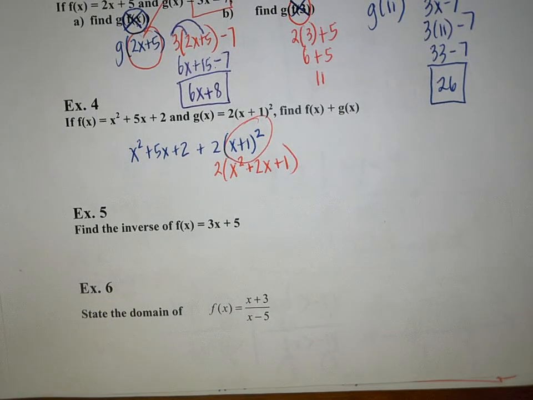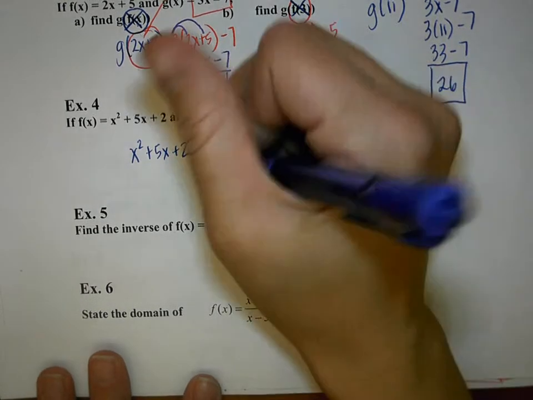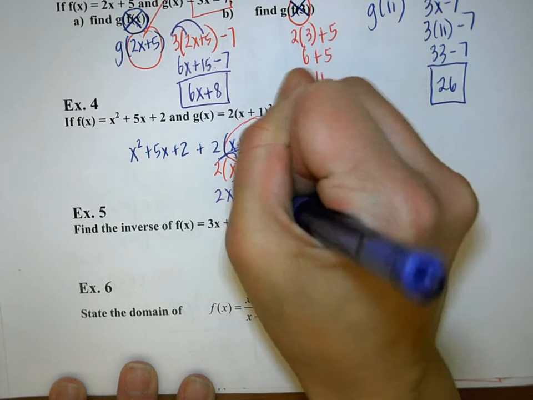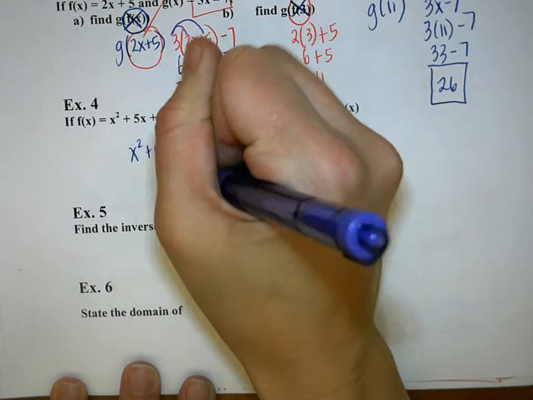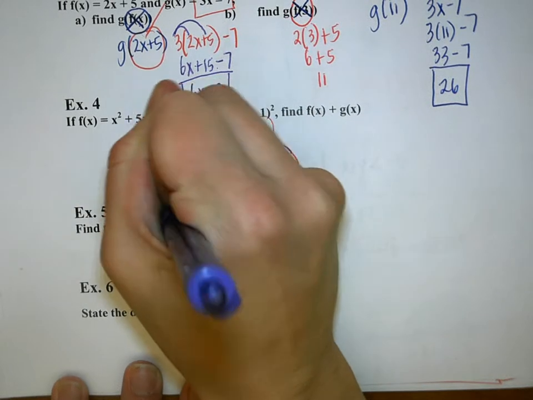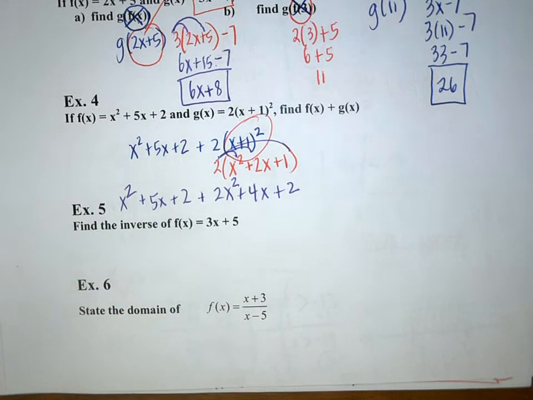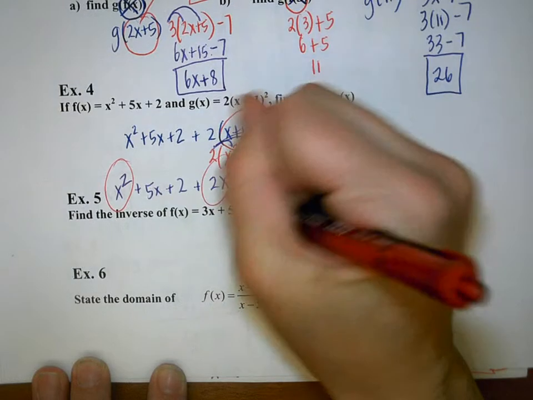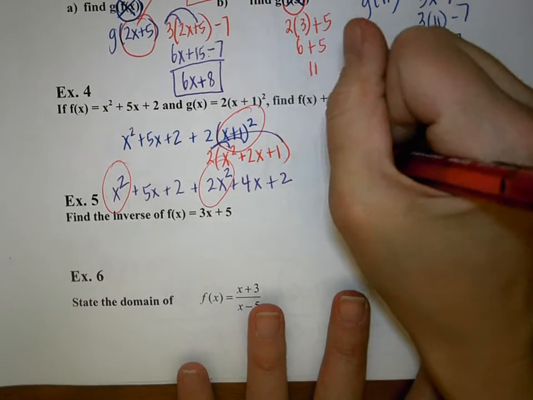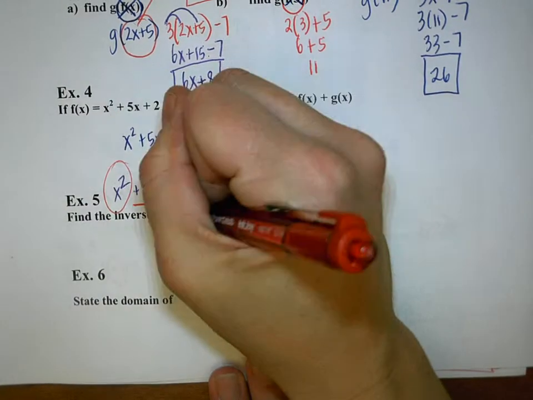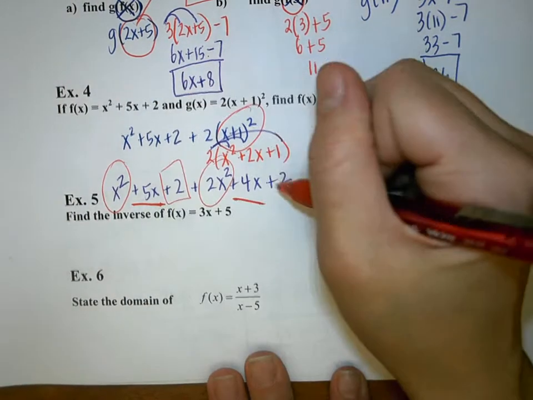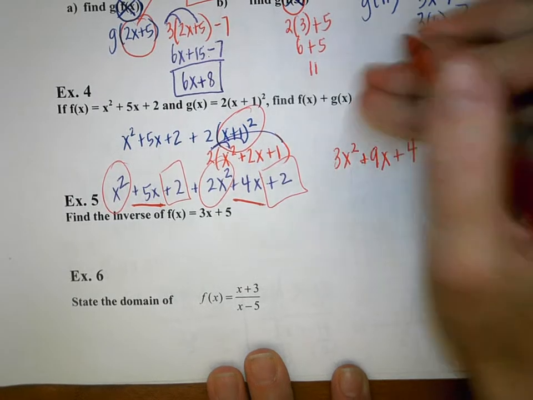Then next we need to distribute the 2, right? Yeah. Before we can combine like terms. So we get 2x squared plus 4x plus 2. And then I still have all this other part from the beginning. And so your last part is just to combine your like terms. So I have x squared and 2x squared, which is 3x squared. We have a 5x and a 4x, which makes 9x. And then I have a 2 and a 2, which adds to be 4.